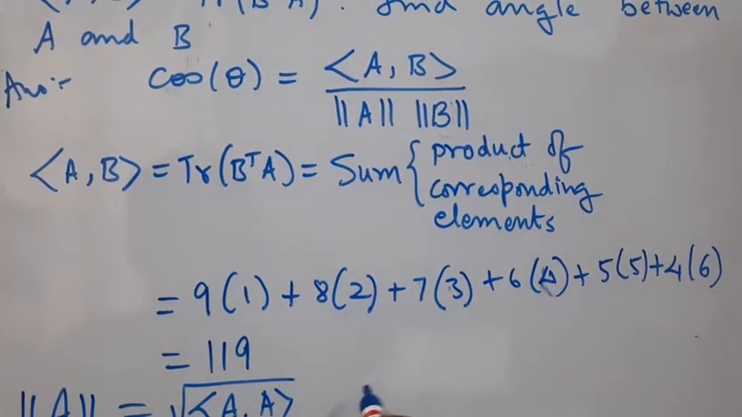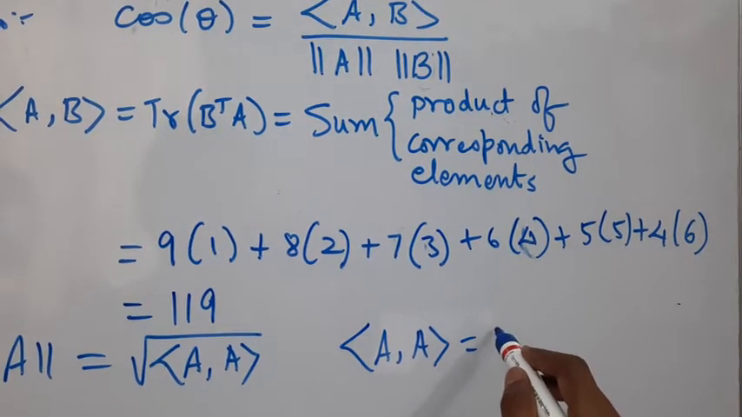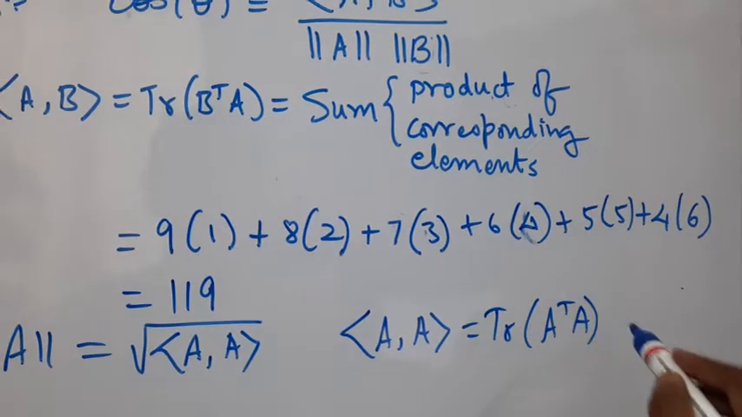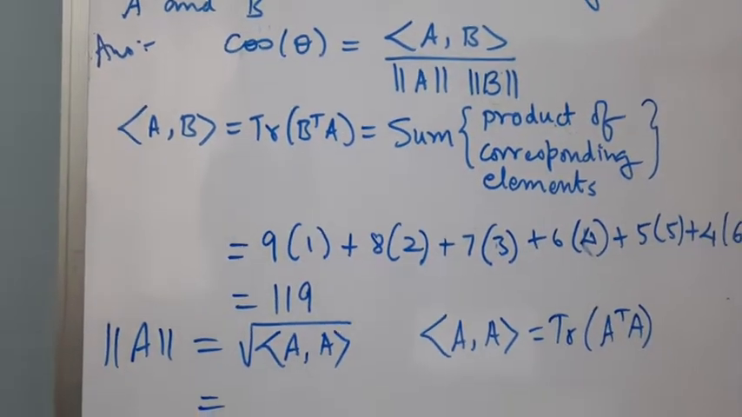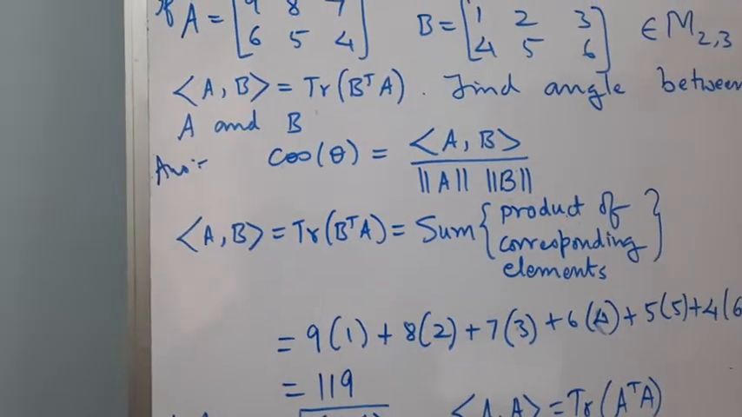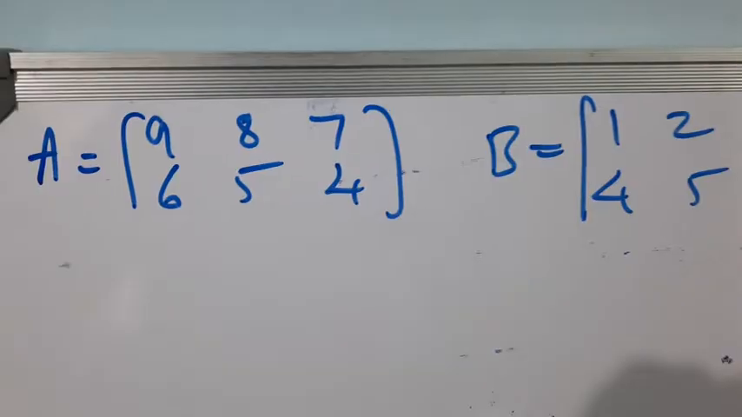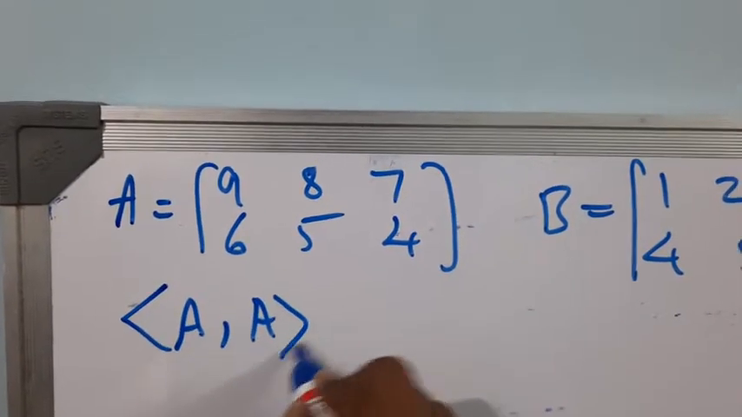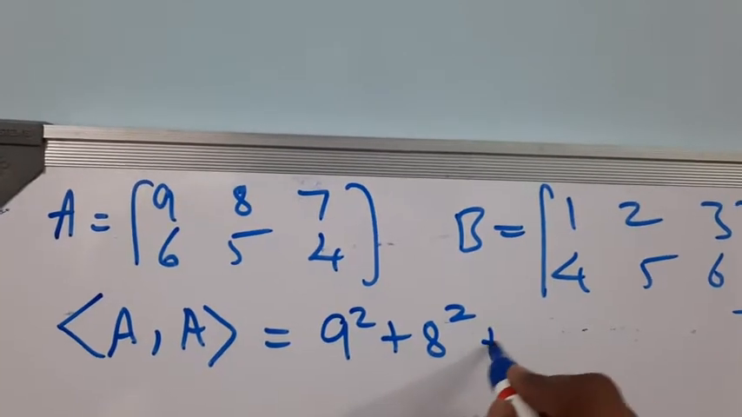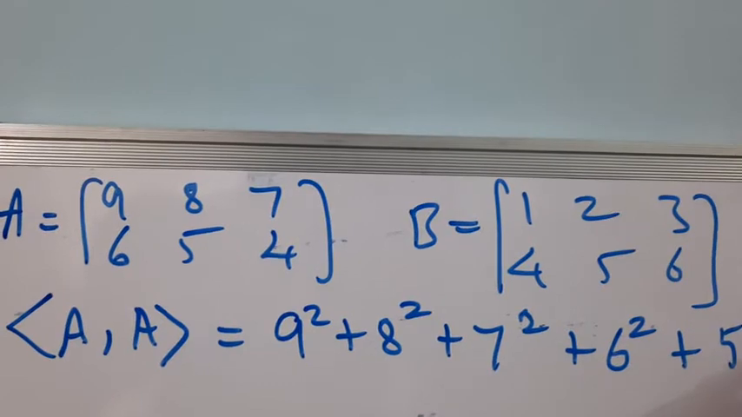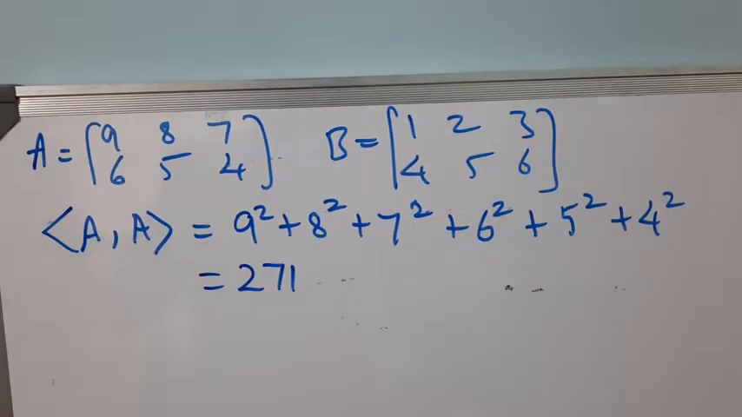Now we require the norm of A and B. Norm of A is the square root of the inner product of A with itself. So the inner product of A with itself is trace of A transpose A. Using the alternate definition for the inner product of matrices, it will be the sum of squares of corresponding elements. So 9 squared plus 8 squared plus 7 squared plus 6 squared plus 5 squared plus 4 squared. This simplifies to 271.